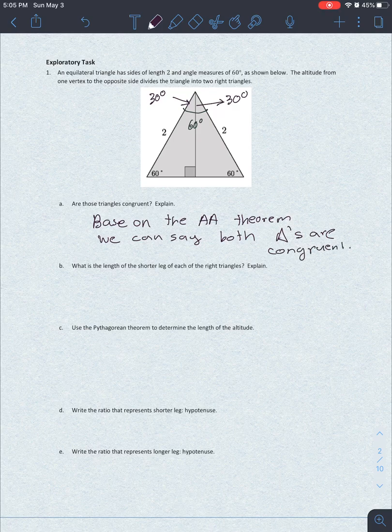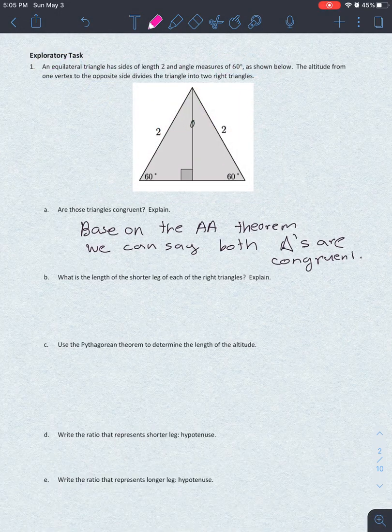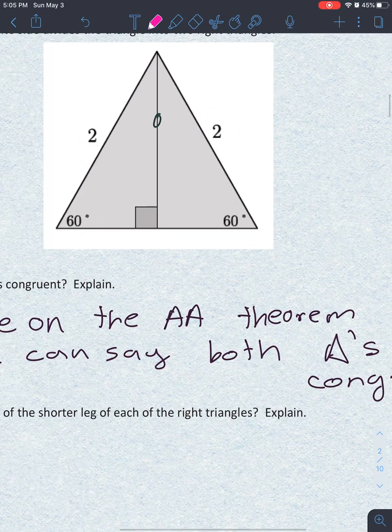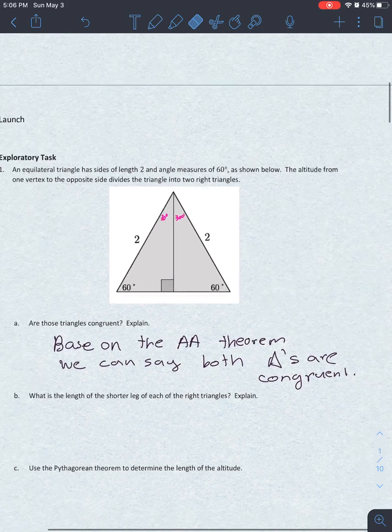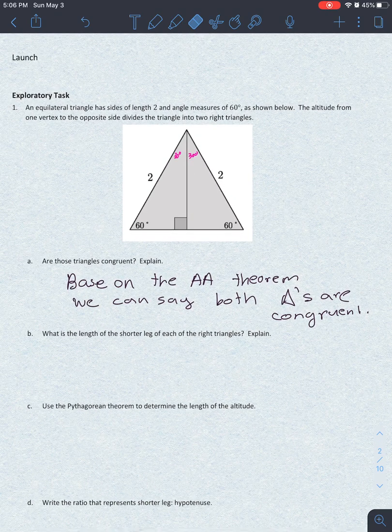So now, what is the length of the shorter leg of each of the triangles? So I'm going to erase this, and I'm going to actually write the 30 degrees in. I can just zoom in and write 30, 30. Okay, so remember, the shortest leg is always across the smallest angle. So we are talking about from here to here.